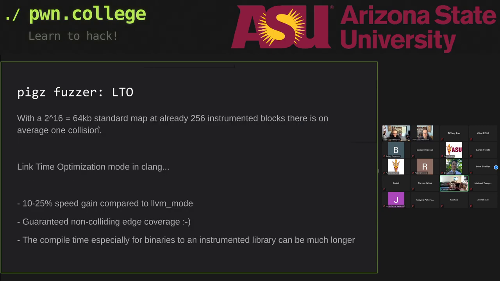So the first one that AFL++ talks about is this LTO mode. There's a common problem in fuzzing where you have a relatively small bitmap that tracks the coverage of the program. And it's pretty easy for this bitmap to have hash collisions in tracking that coverage. So at just 256 instrumented blocks, which would be a very small program already, you're on average going to have one collision. And these collisions are going to mess with your ability to track the coverage properly.